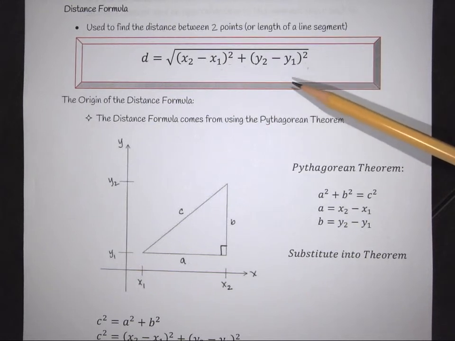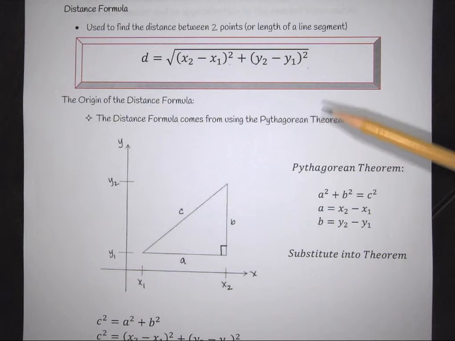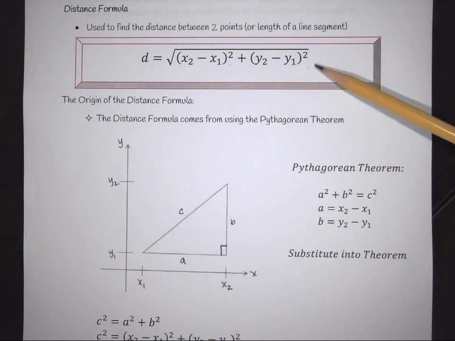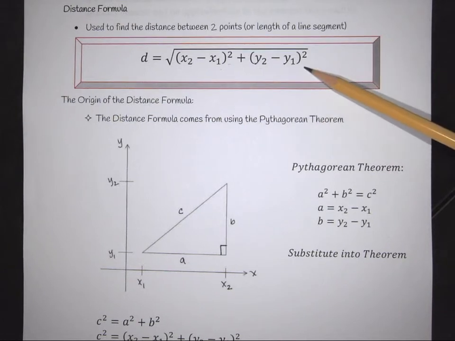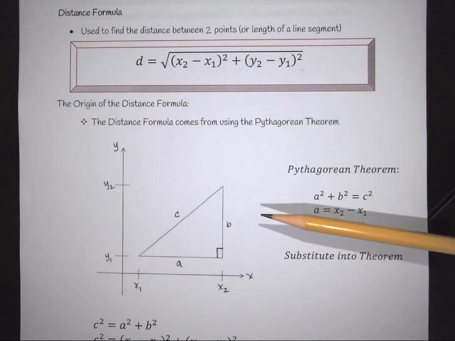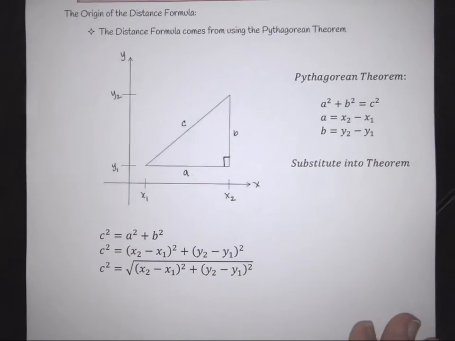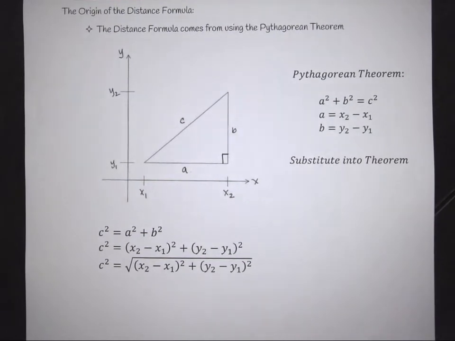So what that means is very similar to when you're solving the slope formula, in that you have to assign which point is going to be x1, y1 and which point is x2, y2. You're going to do the same thing here. You're going to assign which point is going to be which, and then you're going to plug it into the formula.